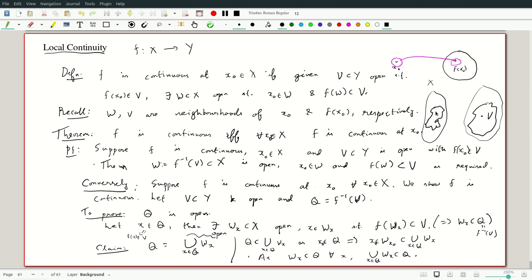Okay, so if I take any point here in the inverse image, look at its image, V is a neighborhood of that, and so by definition of continuity at that point, we can find, think of it as an open ball, an open set here, Wx, which contains this point and whose image is contained here. So the set itself is contained in this set Q. So the big inverse image set was Q. Okay, and so Q is the union over all points of these open sets, so it's open. This is the proof of continuity. So we have seen a nice local criteria for continuity.